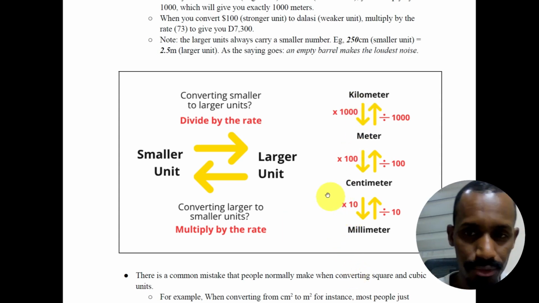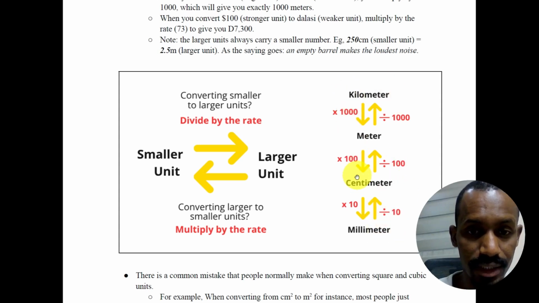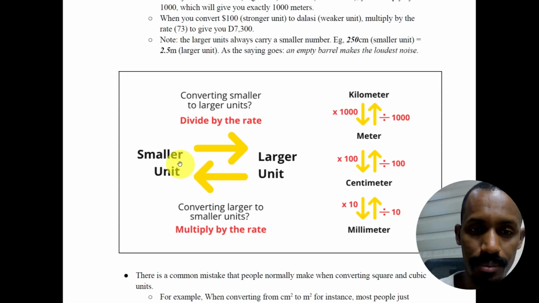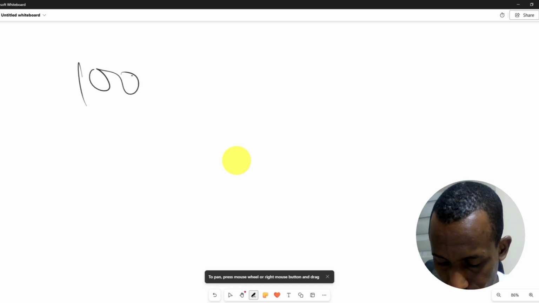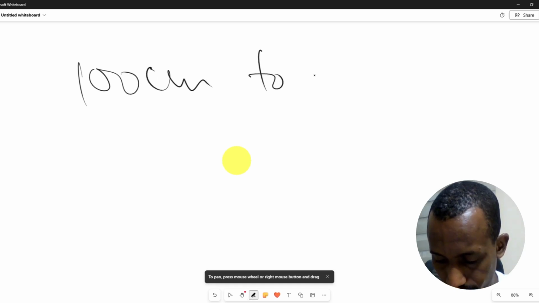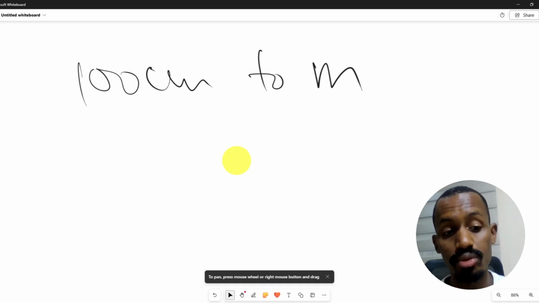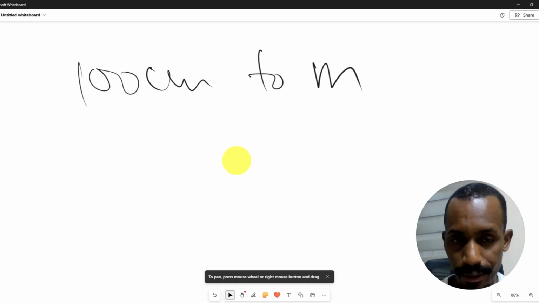All right, because when you are going up, you divide by the rate. You see, this is the rate. And multiply by the rate when going from larger units to smaller units. So imagine you want to convert 100 centimeters to meters. All right, so you know that centimeter is smaller than meter, right? Because you have millimeter, centimeter, meter, kilometer. All right, so it's smaller.